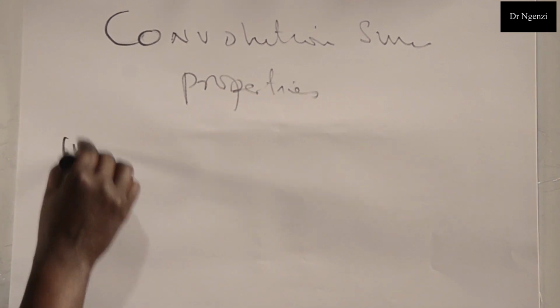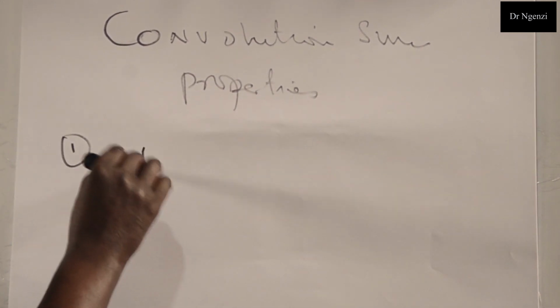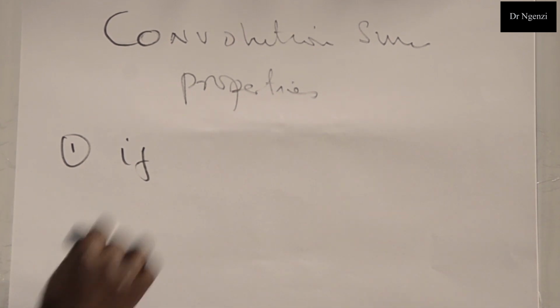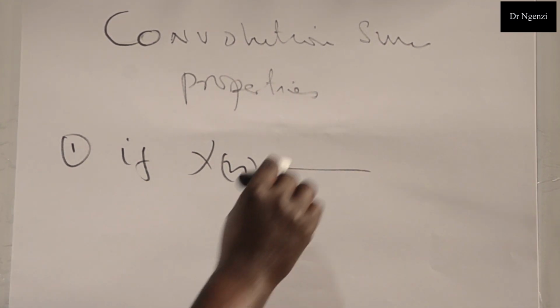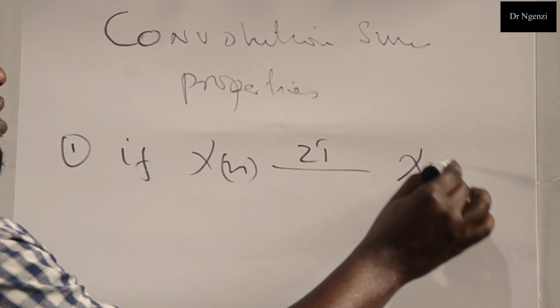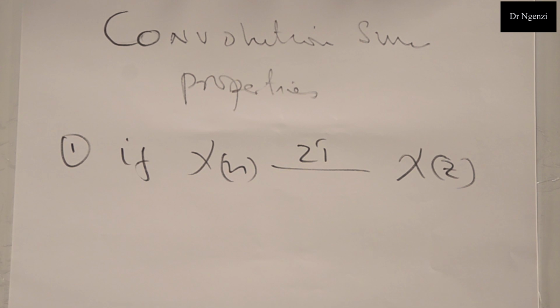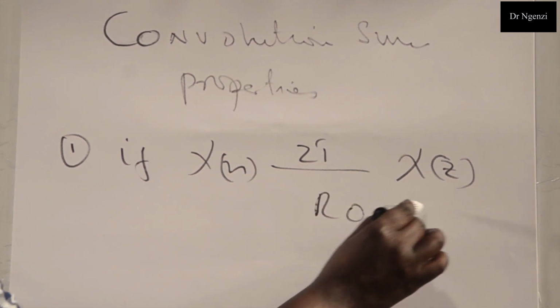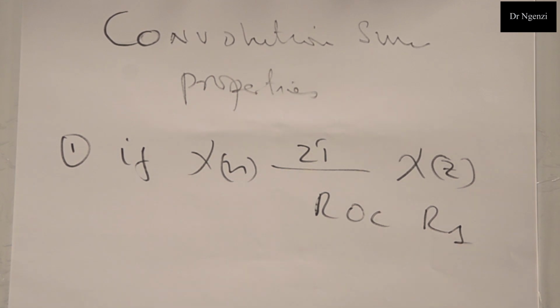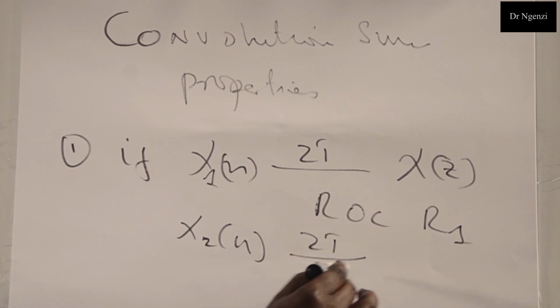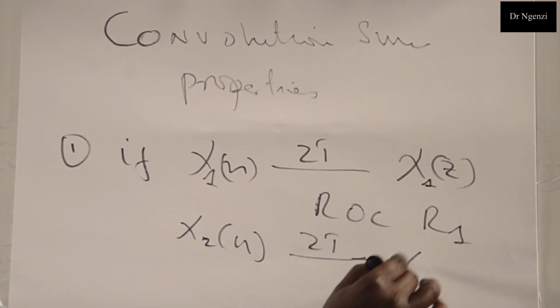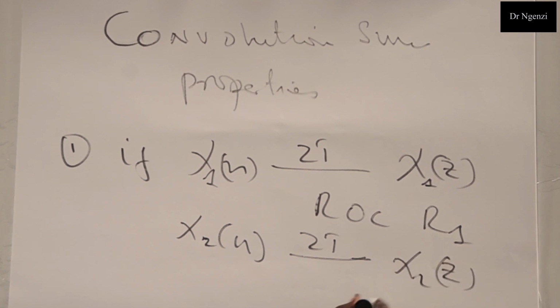So property number 1. If, for example, you have x of n, as a discrete value, and you want to use the Z transform as usual, you know this is the outcome. In this case, we say the region of convergence is going to be R1, for example. Suppose it was x1 of n and x2 of n, using the Z transform you can get big X1 of Z and big X2 of Z, if you can recall very well.